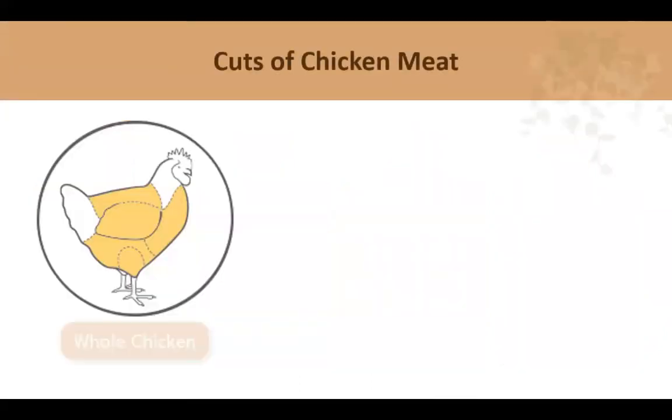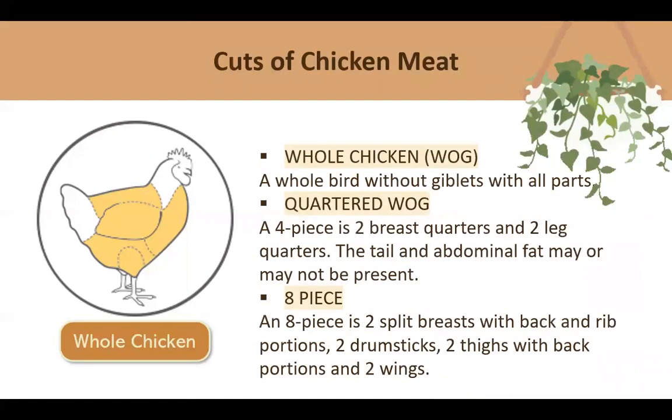Now let's talk about cuts of chicken meat. First is the whole chicken. It is a whole bird without giblets with all parts, including the breast, thighs, drumsticks, wings, back and abdominal fat. Second is quartered whole chicken. A four-piece is two breast quarters, which is half breast and back and wing attached, and two leg quarters, which includes drumstick, thigh, and back all attached. The tail and abdominal fat may or may not be present.